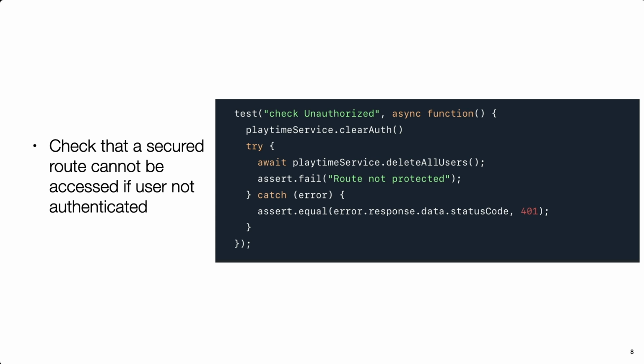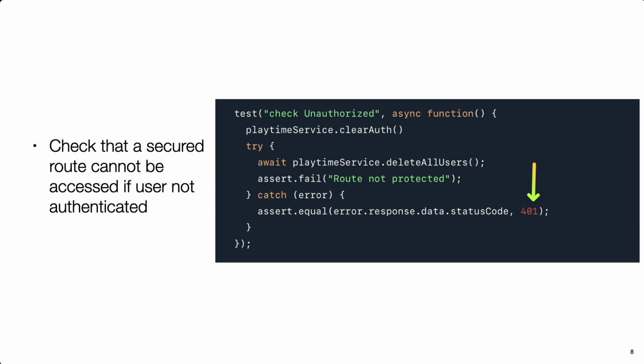We should also check that the routes that are secured, and we'll pick one at random here, can't be accessed unless a user logs in. So we will make sure we're not logged in. We do a clear auth, and then we attempt to access, let's say, delete all users. That should fail because we're not authenticated, so we should never get here, and we should get a 401 indicating that we're not authorized. So if we do that, we've verified that our authentication now works, and we can then turn our attention back to all the other API tests.